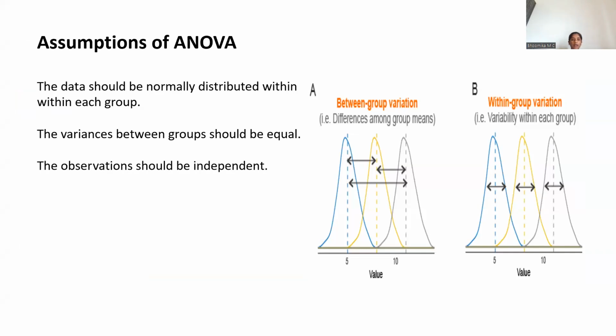Assumptions of ANOVA. The data should be normally distributed within each group. The variance between groups should be equal. The observations should be independent.